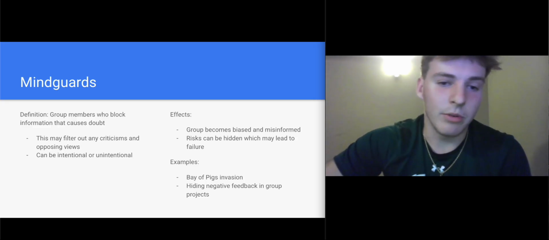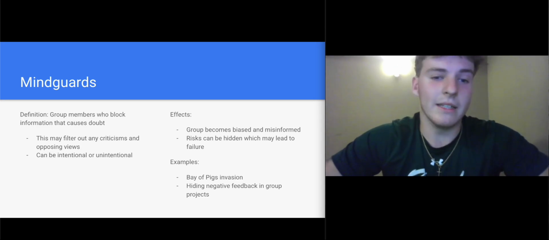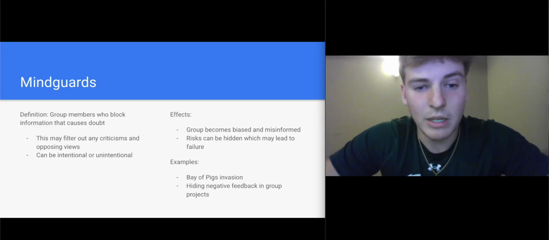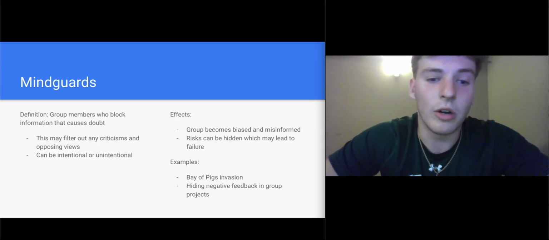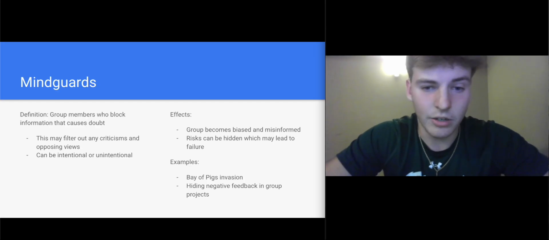How mind guards tend to operate. They block or downplay negative information that could challenge the group's plans. They may interrupt or silence members who raise concern. They also may only share information that confirms what the group already wants to do. Sometimes they act to protect the leader, quote unquote, from criticism, believing that they're helping the cause.